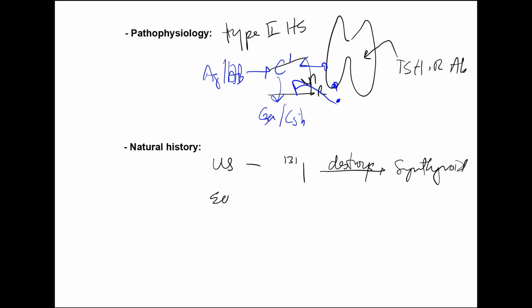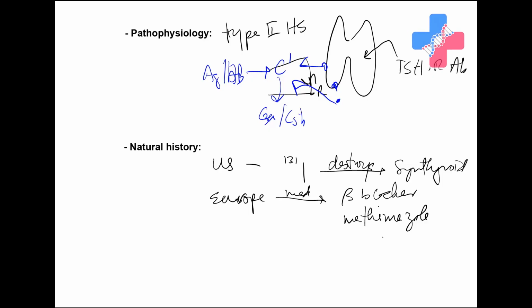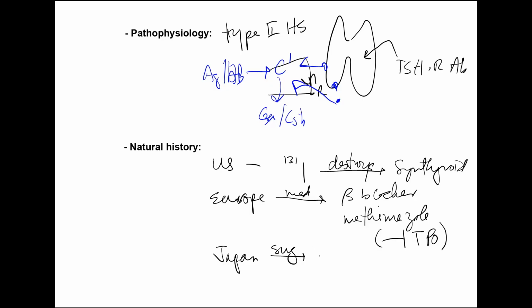If one is in Europe, they tend to treat medically. Beta blockers for the uncomfortable sympathetic nervous system, and then methimazole, which inhibits thyroid peroxidase, the key enzyme in organification. If one is in Japan, they actually do surgery and do a total thyroidectomy.